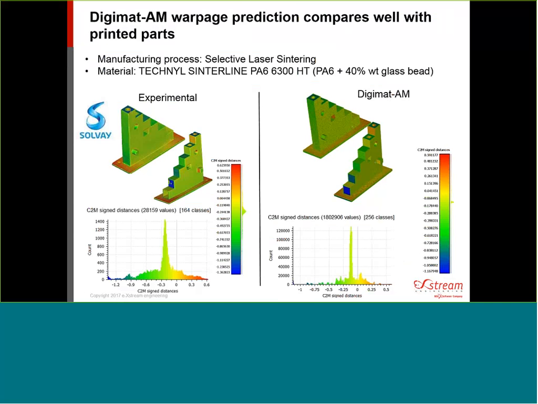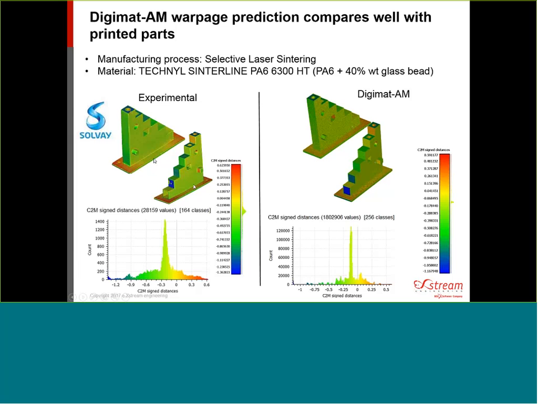Now the big question is obviously how does it perform? So here is an example of warpage prediction of DigiMat AM. We are looking here at a selective laser sintering application. It's actually a geometry which is used to calibrate a printer. So you can see it has a very distinctive geometry with all the steps and also a very flat plate in the center, at the bottom, sorry.